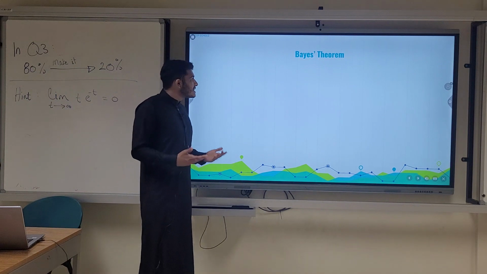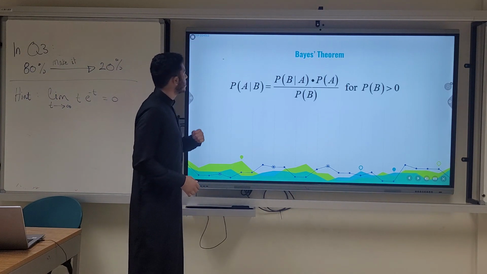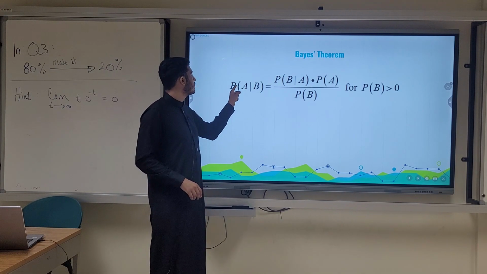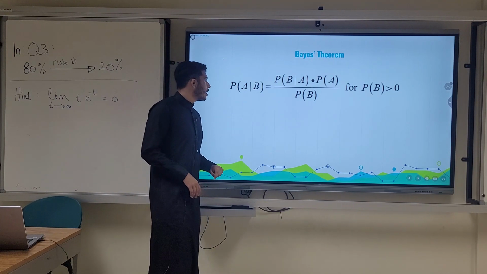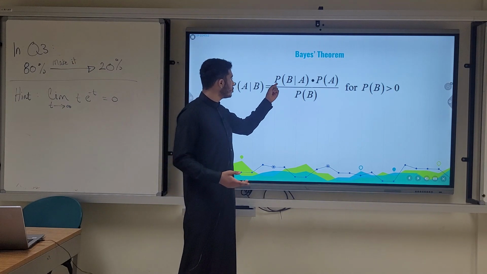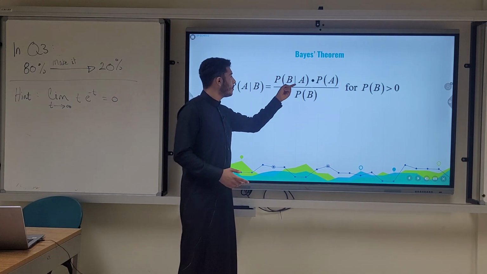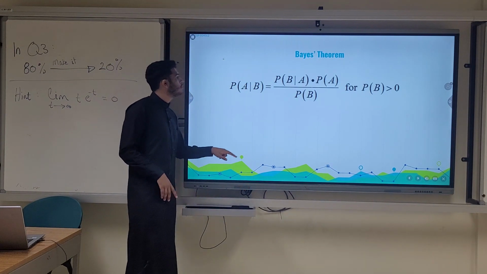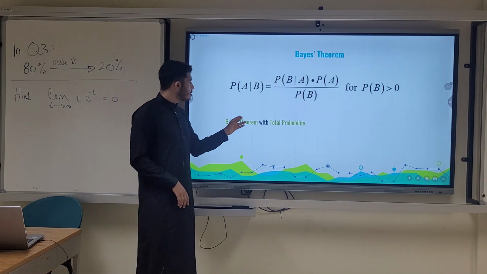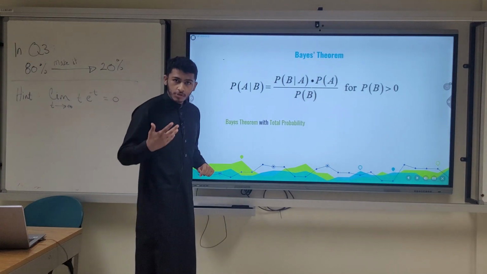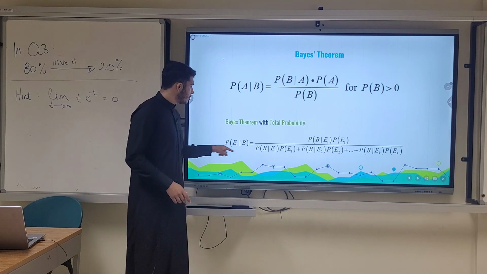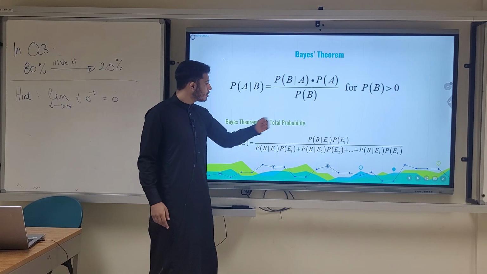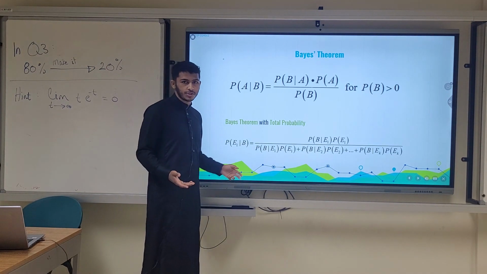Now let's talk about Bayes' theorem. Bayes' theorem is this formula shown here, where if you want to find the conditional probability of A given B, you can find it by using the conditional probability of B given A, multiplying it by the probability of A, divided by the probability of B, as it shows clearly from the formula here. We can also use Bayes' theorem with total probability, the one that we have seen. This is the total probability, and this is the implementation of Bayes' theorem with it. So this also can be used to solve some questions.